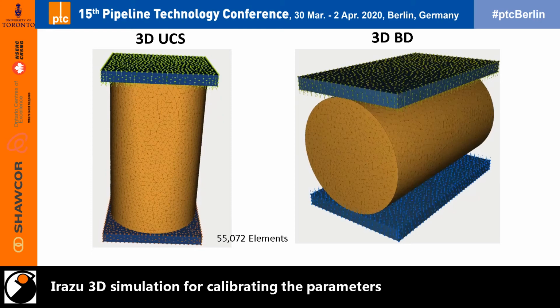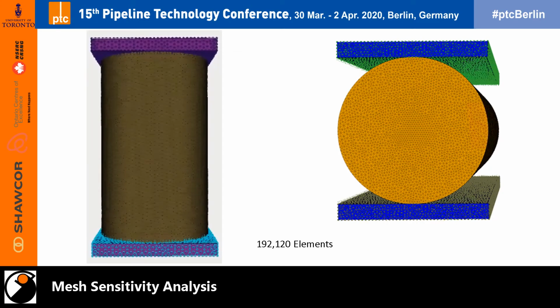For right now, we simulated both the models for the UCS test, which stands for uniaxial compressive strength, and for BD, which is the Brazilian disc test, an indirect tensional test. And here we can see the setup for the FDEM model for both of the simulation types. We examined finer meshes for both types of simulations.